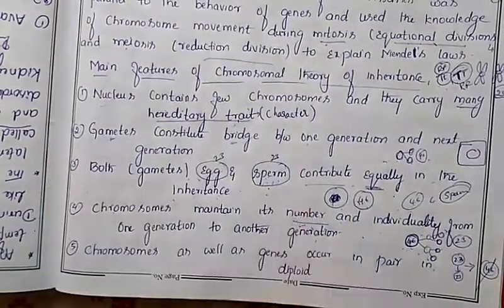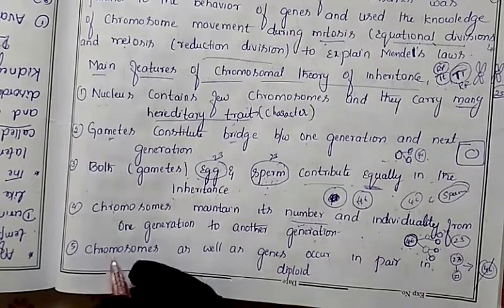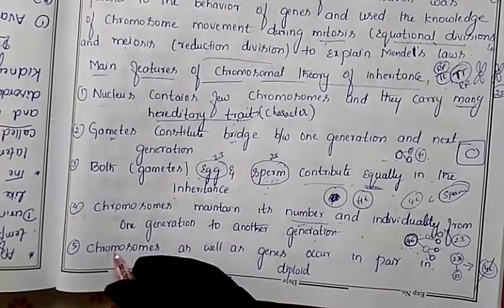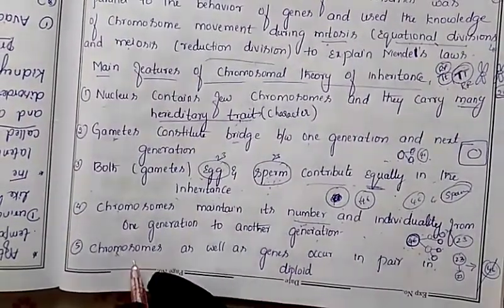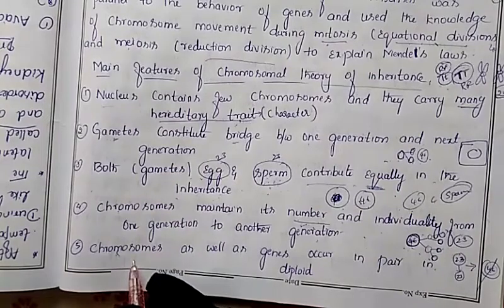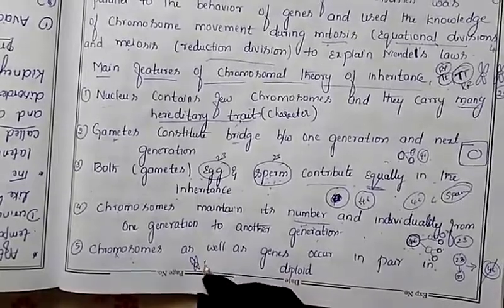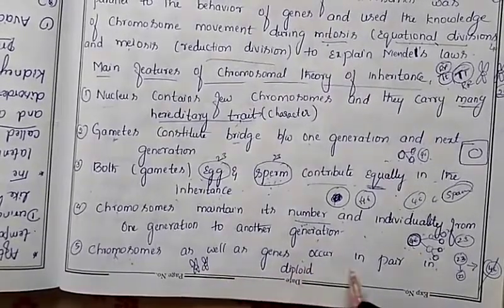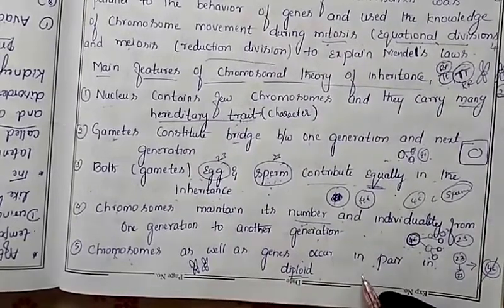This is another concept. The next concept is that chromosomes as well as genes occur in pairs in diploid. As I said, Sutton and Boveri observed that chromosomes and genes both show parallel behavior, the same behavior. If the chromosomes are always in a pair, then the genes will also be in a pair. So always they will be in a diploid condition. Both will be in a pair.